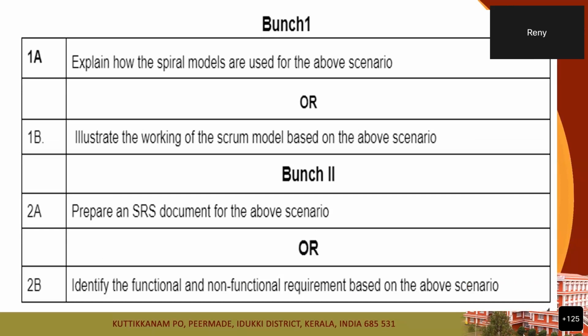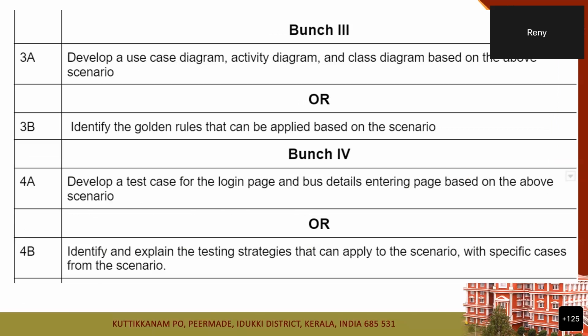Based on the second outcome, the students should prepare an SRS, a software requirements specification document, based on the above scenario, or identify the functional and non-functional requirements for the given scenario. On the third outcome, the student should develop the use case diagram, activity diagram, and class diagram based on the above scenario. The option is to identify the different golden rules that can be applied to the development of their product based on the given scenario.